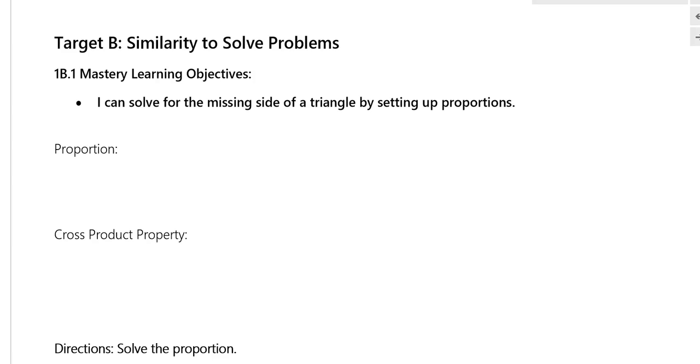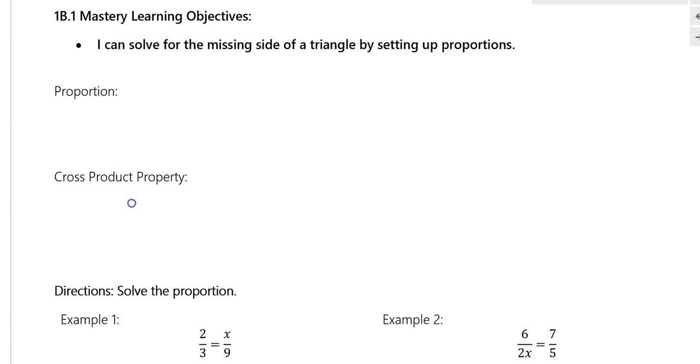Okay, we are now looking at target B, similarity to solve problems. So our first master learning objective is I can solve for the missing side of a triangle by setting up proportions. Okay. So what is a proportion? A proportion is a statement. Actually, I'm going to move this up a little bit.